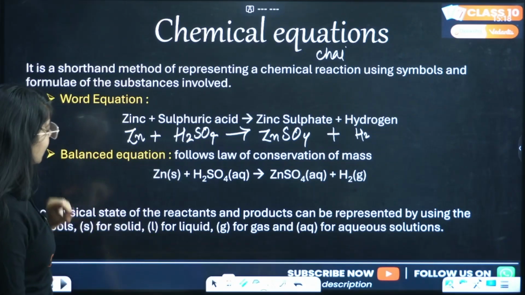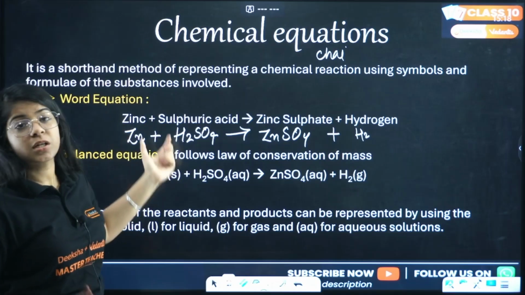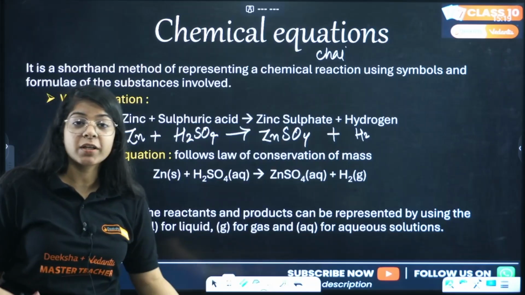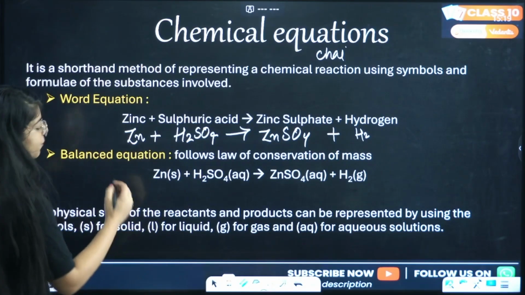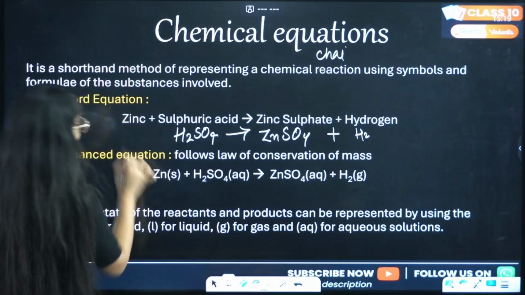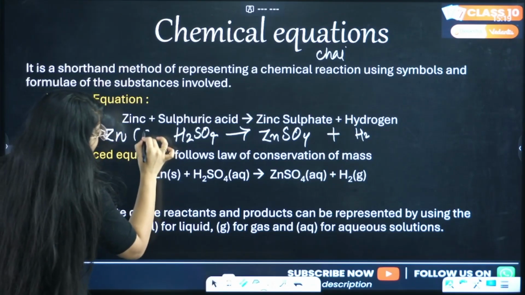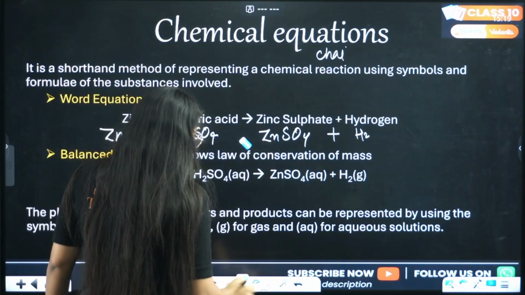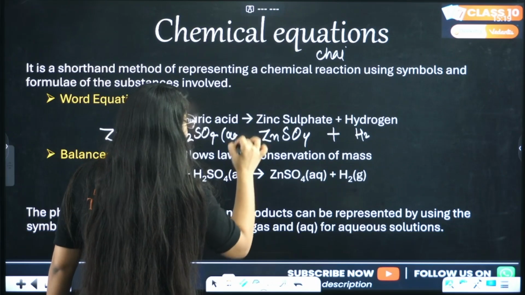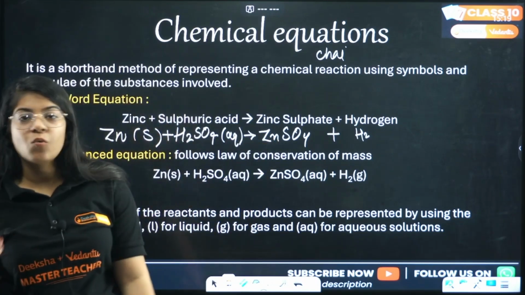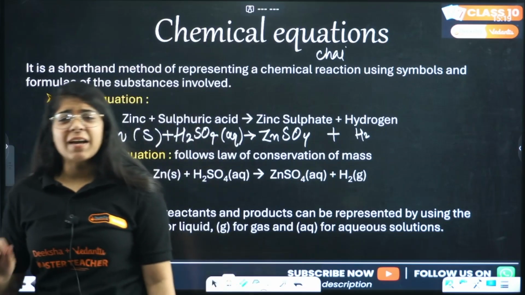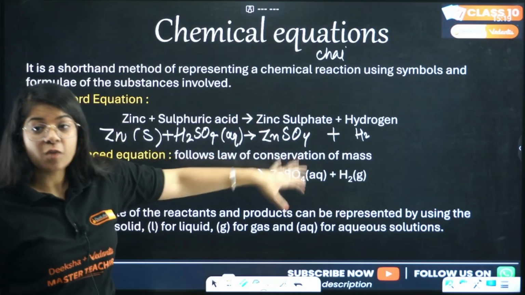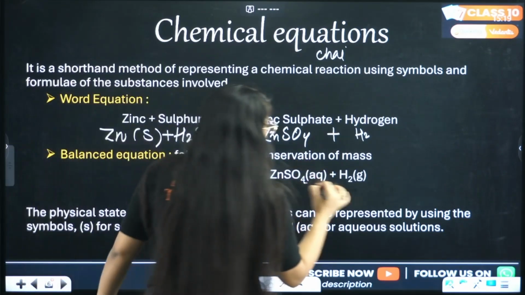Right? Now, one very important thing, the physical state. How do you know whether zinc is a gas or a solid, or H2SO4 is a liquid or a solid or a gas, and what the product is? We define it with a bracket. So instead of just writing Zn, we write Zn and in brackets we write S. S means solid. H2SO4 is always in liquid form, so you can either write L or you can write aq. AQ means aqueous, you know water means aqua. So if anything is liquidy, we write aq, that is aqueous. Then the product ZnSO4 is also in aqueous form.